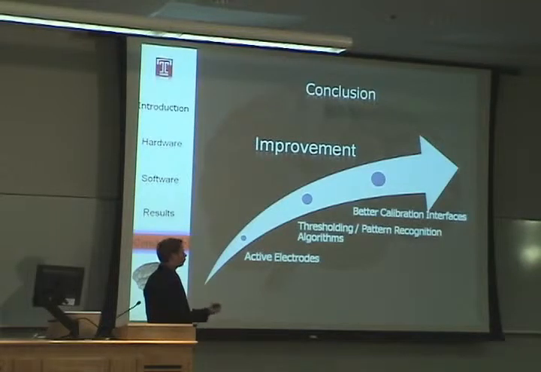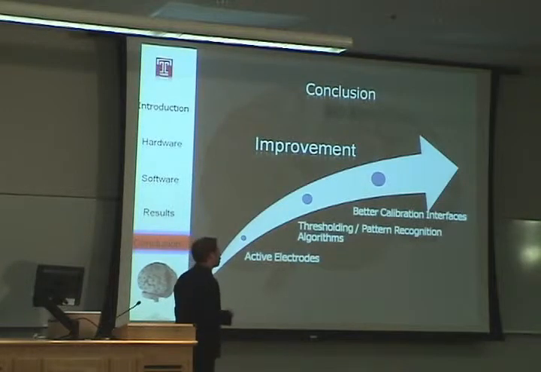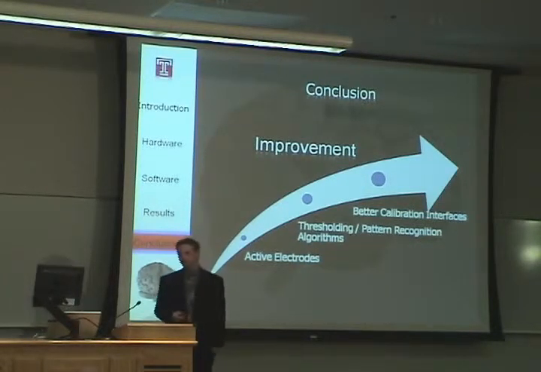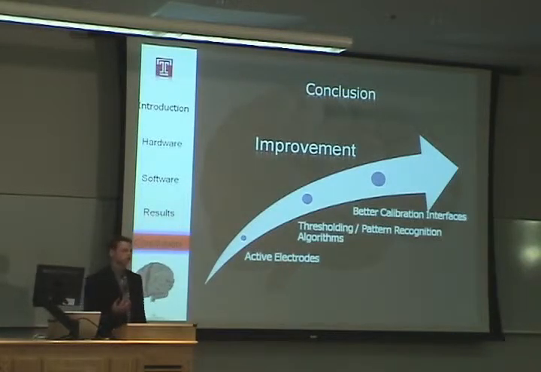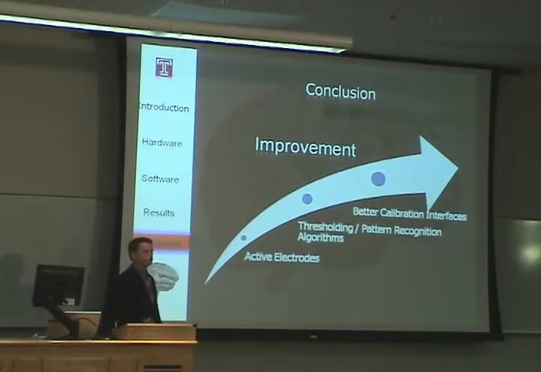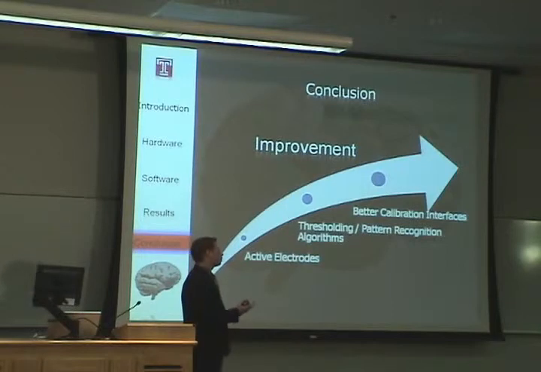The thresholding algorithm that we mentioned would clean up a lot of the erratic mouse cursor control as well. Pattern recognition algorithms is something we did not implement. That is mainly due to constraints of time that we had, but pattern recognition algorithms would help the software better calibrate the different individuals a lot easier and allow you to do a lot more control than just simple mouse cursor control. And like I said, better calibration interfaces.